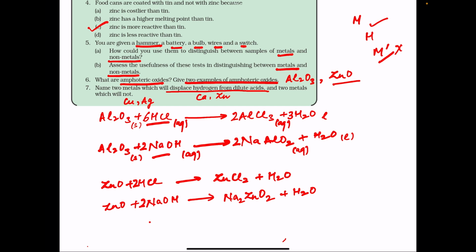So the reaction of zinc with dilute acid will be: zinc reacts with hydrochloric acid to form zinc chloride, and hydrogen gas is evolved. Calcium similarly reacts with HCl to give calcium chloride, and hydrogen gas is evolved.